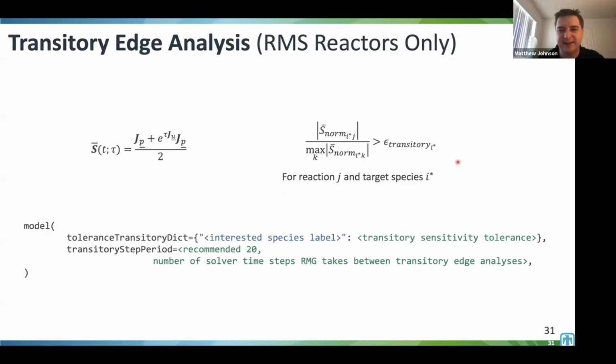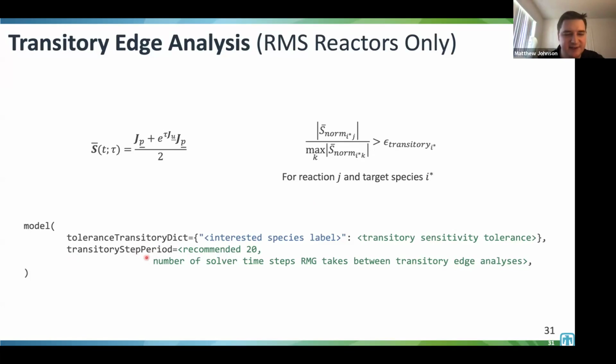What we have implemented for this is a general tolerance where we compute our transitory sensitivity, and then we take the absolute value and compare that to the maximum transitory sensitivity of all of the other parameters, or the other reactions, sorry. And this allows us to target individual target species. We can essentially ask RMG to select species and reactions that will improve the prediction of the concentration of a given target species. So we give it our target species label and the associated tolerance for this equation.